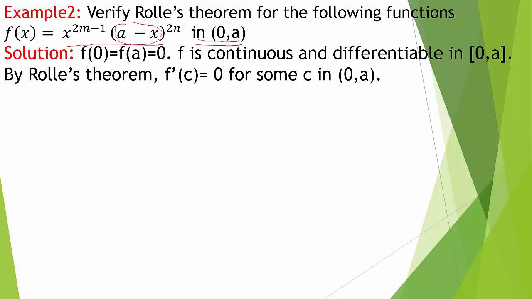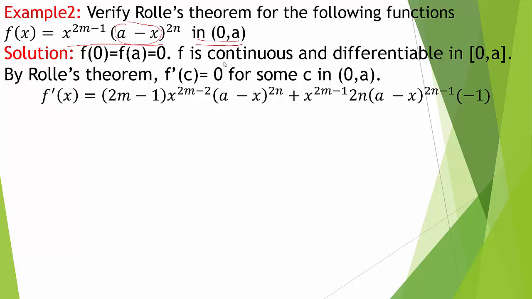And f is continuous, because this is a polynomial function. f is differentiable in the open interval (0, a). As all the three conditions of Rolle's theorem are satisfied, we have f dash c equal to 0 for some c in (0, a). Now we shall differentiate f(x). f dash x equal to, we shall use the uv rule. This is a function u, this is a function v. And the derivative of u into v as it is, plus u as it is into the derivative of v.